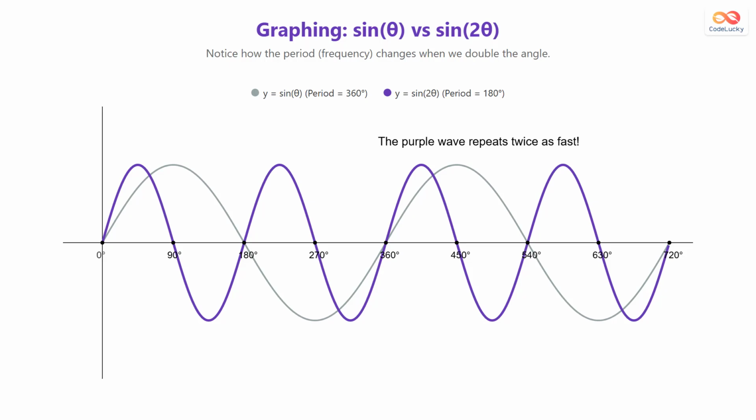If we look at the graphs, the gray wave is the standard sine wave with a period of 360 degrees. The purple wave is sine of 2 theta. Notice that it repeats twice as often. Doubling the angle inside the function essentially doubles the frequency of the wave.